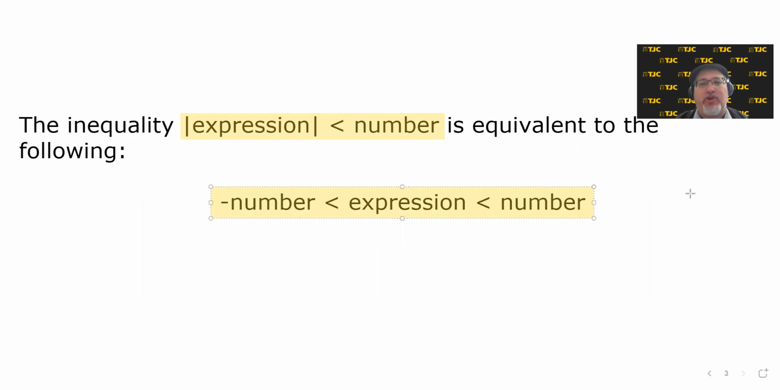Absolute value of some expression is less than a number. We're going to rewrite it by taking that expression, so we're going to take this expression here, and we're going to put it between this number and its opposite. Turn it into a double inequality and then solve it from there. So let's take a look at a real quick example.